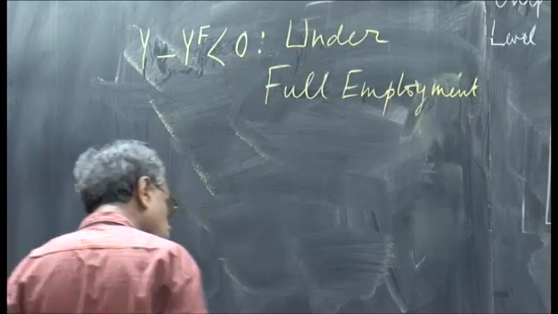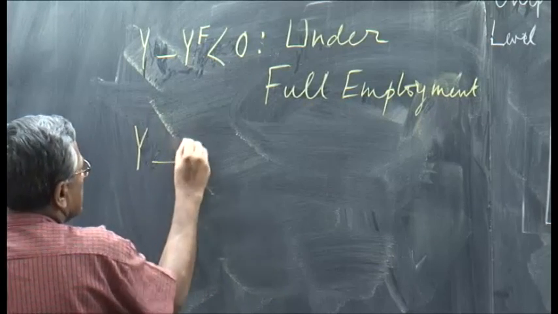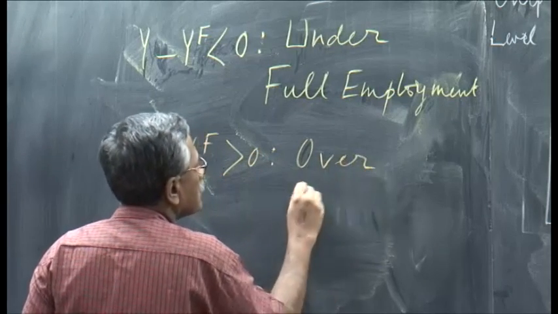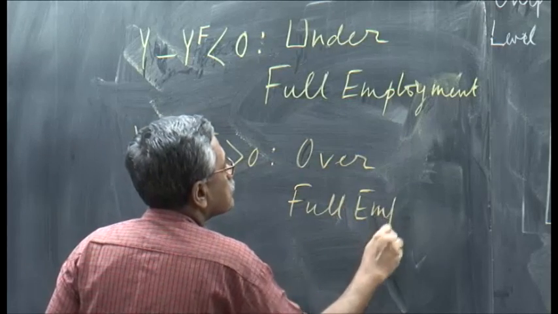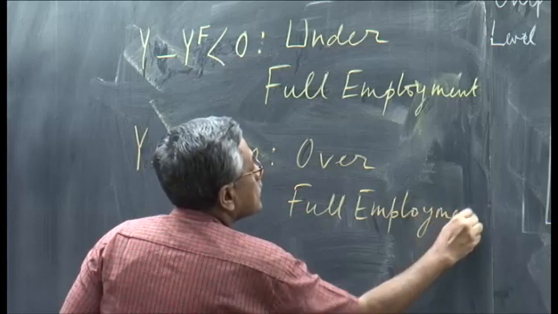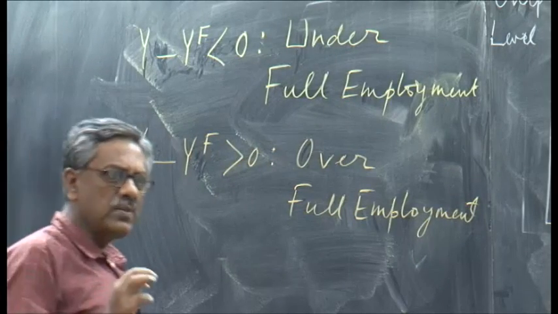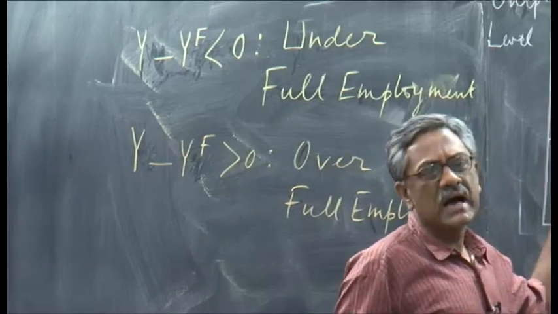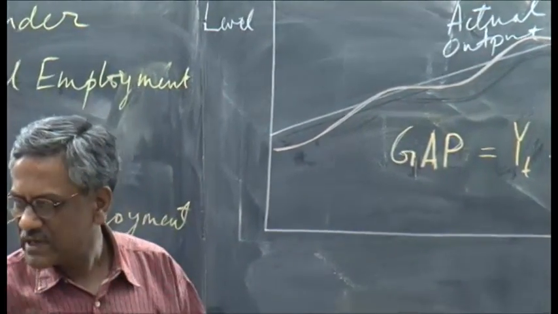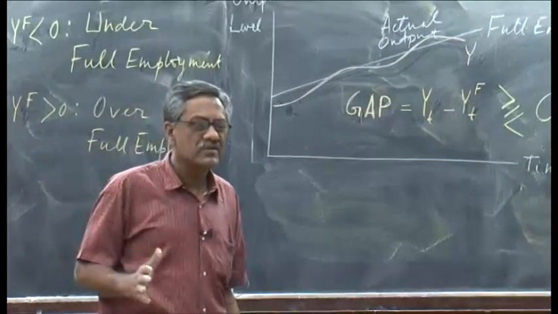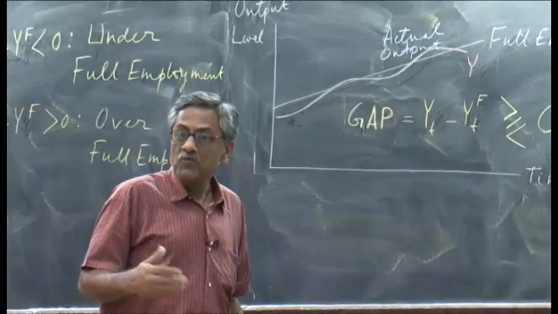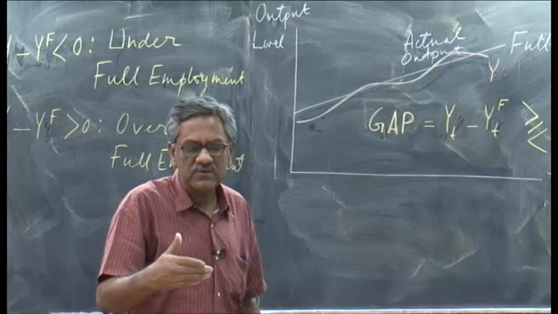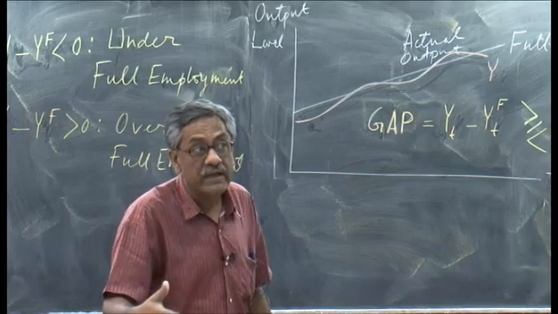And when you have Y minus Y_F greater than 0, you have over full employment. The problem is, to my mind, that if it is a negative gap, the economy is not doing that well. Maybe people can say we are in kind of a recession. But recession to me means successive quarters, 3 months is a quarter, in a year, it's a cyclical model I'm talking about. So successive quarters, the output growth rate has been falling.